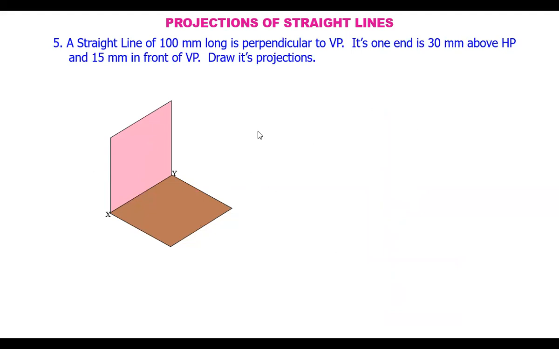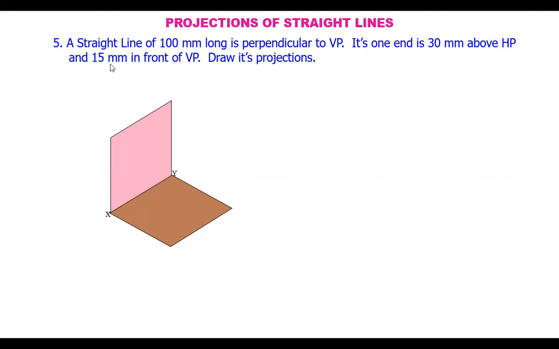So another line, 100 mm long, perpendicular to VP. It is now perpendicular to the vertical plane. Its one end is 30 mm above HP. So one end perpendicular to VP means automatically it is parallel to HP. That is the first point. Second, one end is 30 mm above HP means automatically the second end also will be 30 mm above HP only.